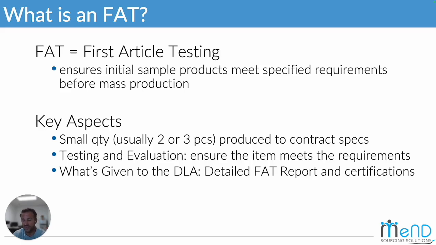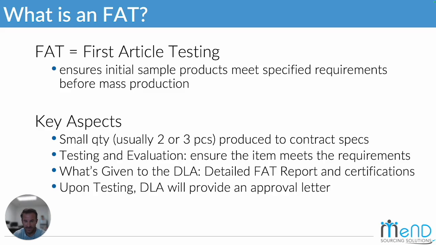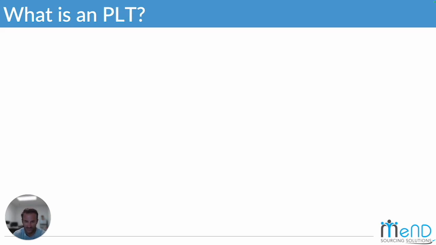What we need to do is give the DLA the FAT report, so the first article test report, certifications, but also the samples. And lastly, upon testing, the DLA will provide an approval letter. I will show you an example of an approval letter as well.